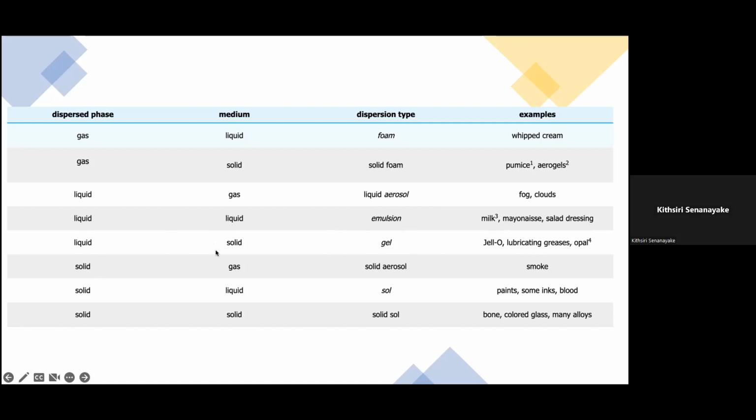If you put liquid in solid, it is called a gel. We get a lot of gels in our wound care practices. If you mix solid in gas, that is called a solid aerosol. The best example is smoke. If you mix solid in liquid, it is called a sol. The best example is blood and some paints. And if you mix solid in solid, that is called a solid sol, or also called alloys.